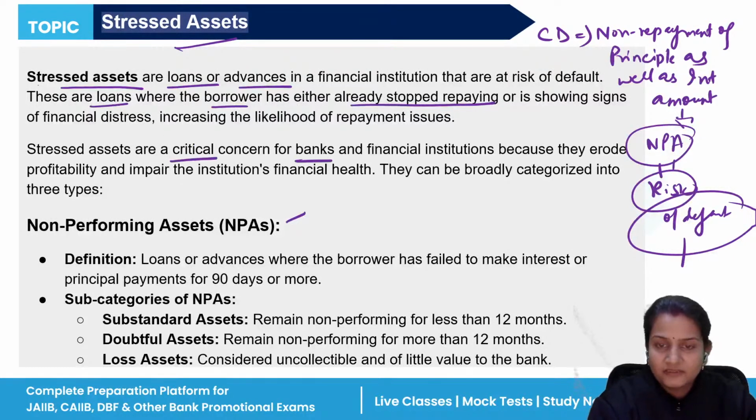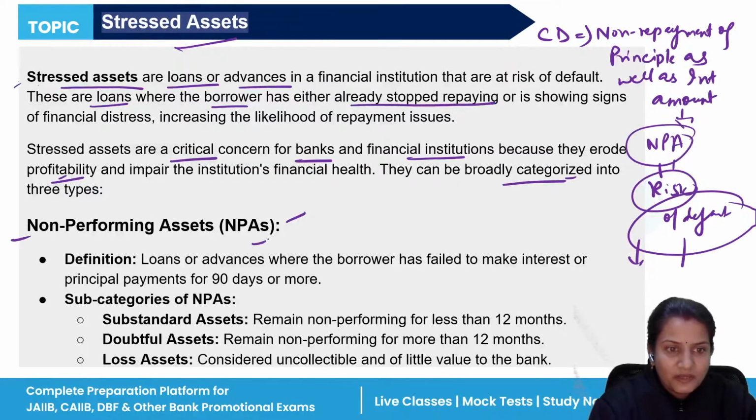It is critical for banks, financial institutions, financial intermediaries, because they will impact what? They will impact the profitability of the bank, because a bank also doesn't want its profitability to go down and its credit rating to go down. And these stressed assets are broadly categorized into three types.